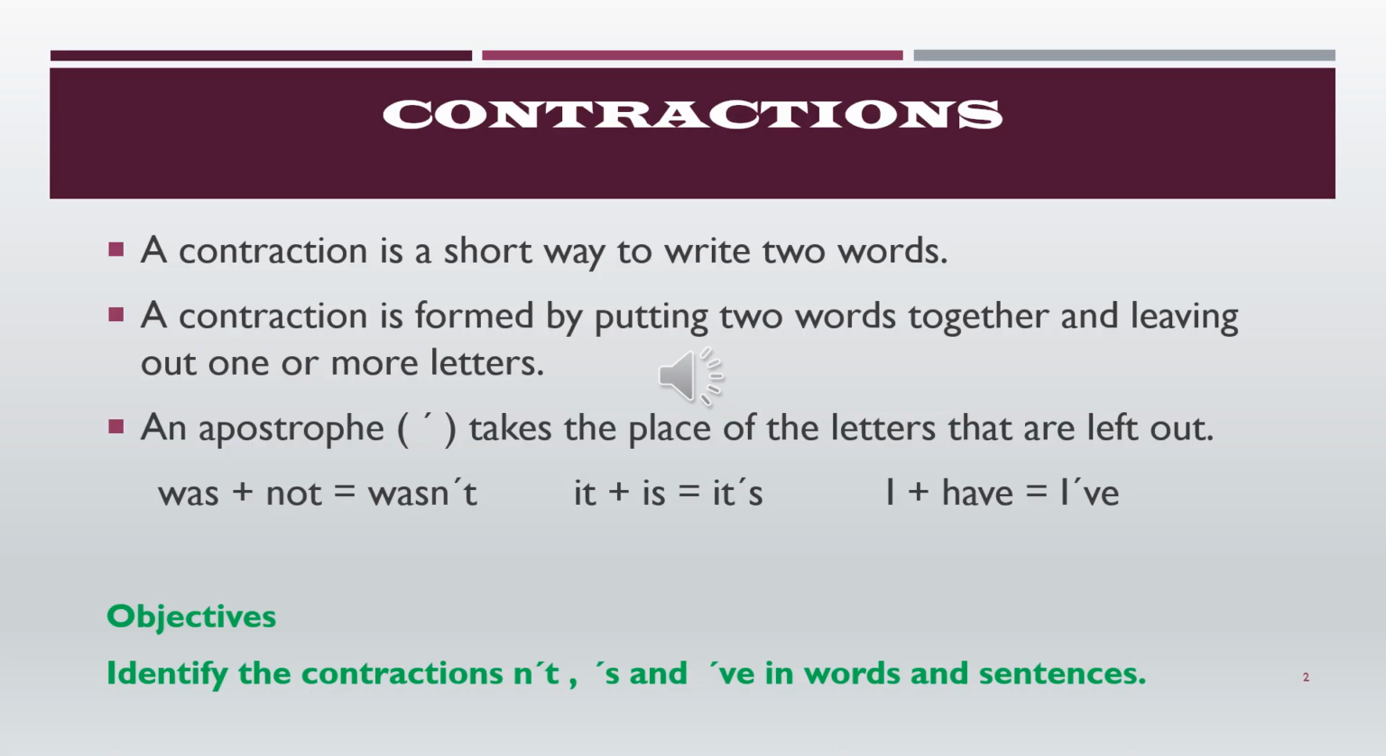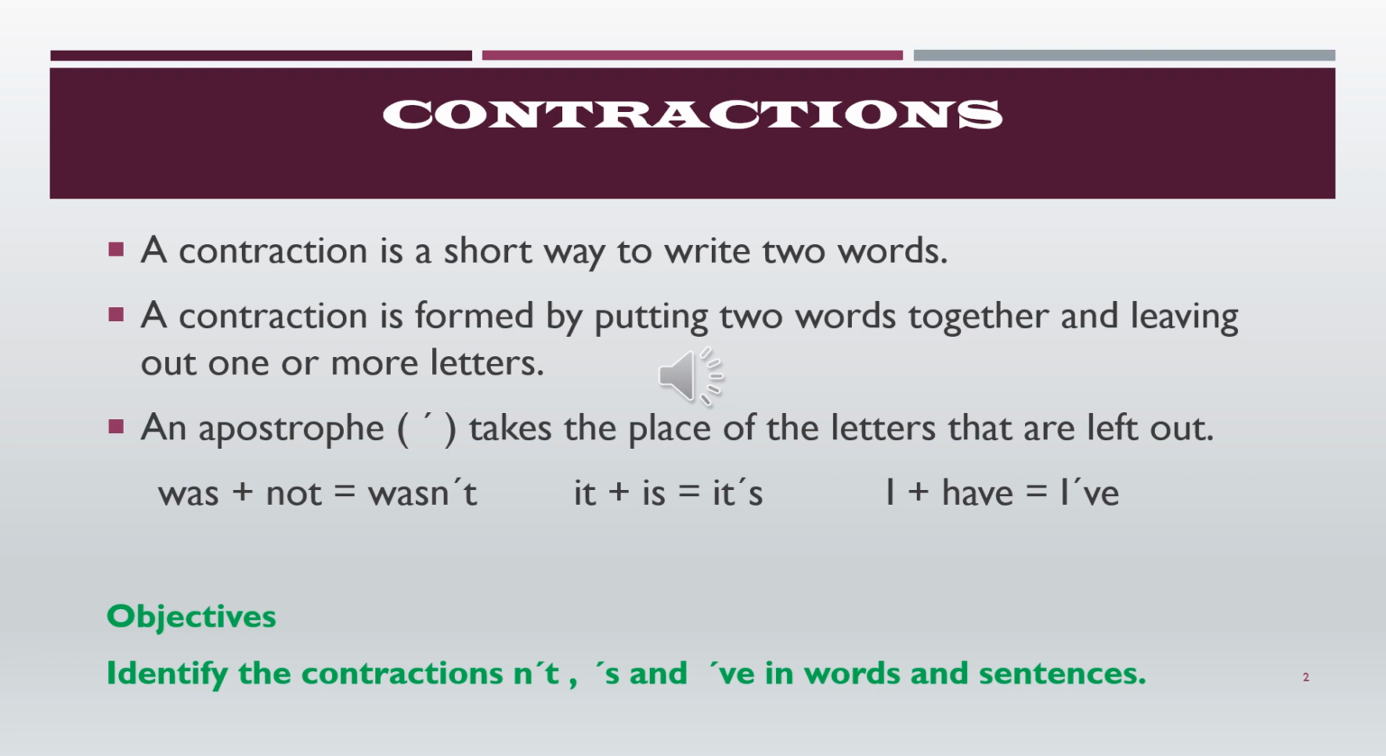The title for today's lesson is Contractions. What is a contraction? A contraction is a short way to write two words. A contraction is formed by putting two words together and leaving out one or more letters. An apostrophe takes the place of the letters that are left out.